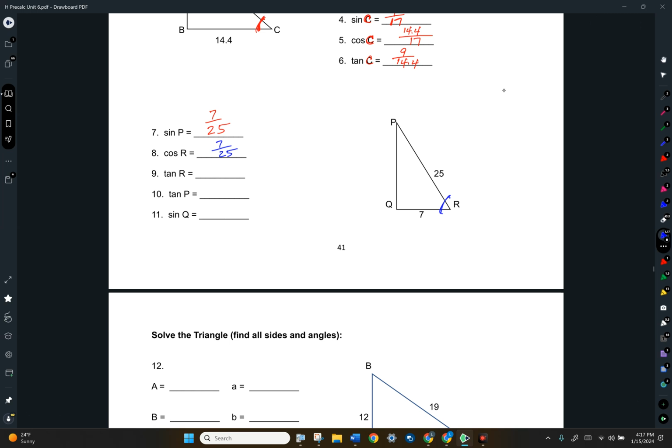Okay, and then the tangent of R would be the opposite over the adjacent, but in this case we don't know what the opposite is. Well, how would I find that third side? You'd have to do your Pythagorean theorem.